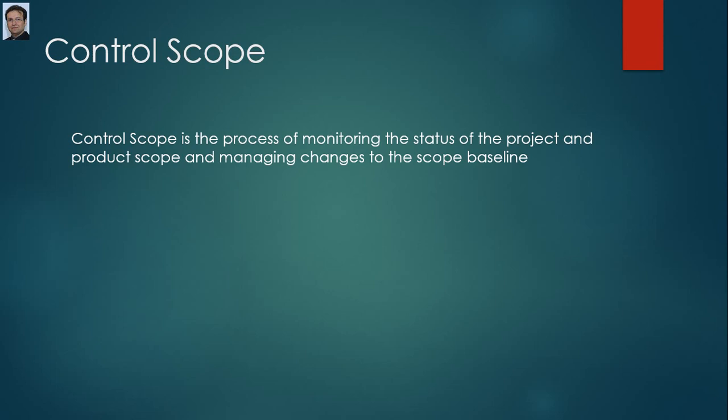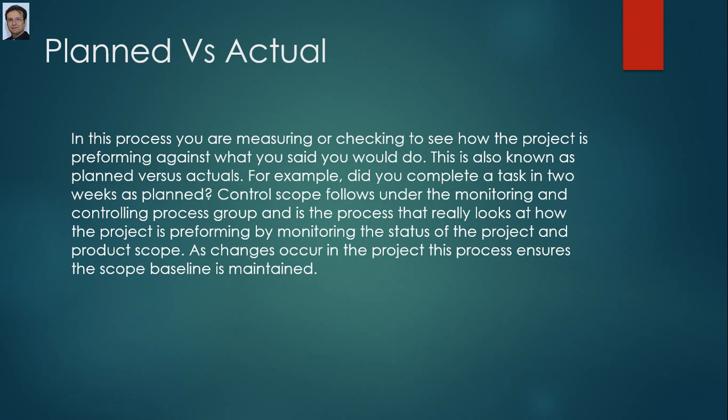In validate scope, we get formal approval from the customer or project sponsor when our deliverable is already done. But in control scope, we correlate it with planned versus actual. In this process, you are measuring or checking how the project is performing against what you said you would do. This is also known as planned versus actual. For example, did you complete a task in 2 weeks as planned?